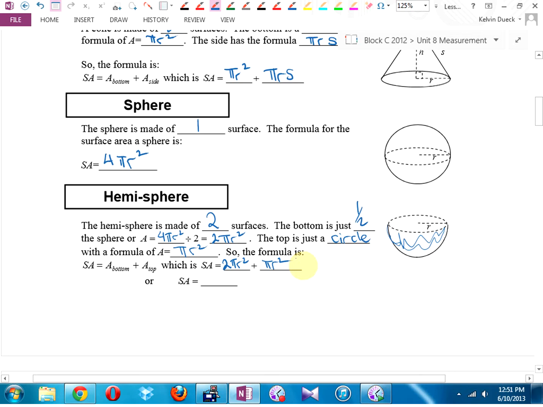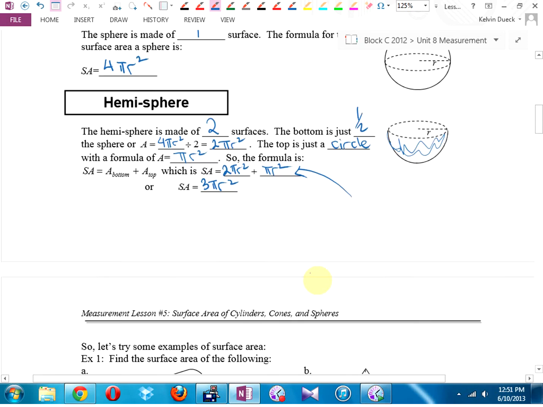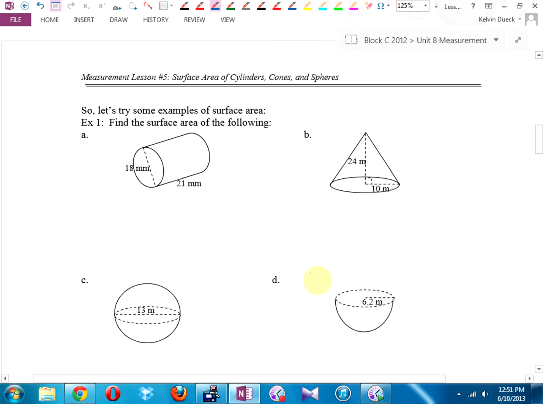What is 2 pi r squared plus 1 pi r squared? 3 pi r squared. I don't memorize this. I just think it's nerdily cool. What I do is I know that a hemisphere is half a sphere plus a circle. I know that. So let's try some of these. Okay.